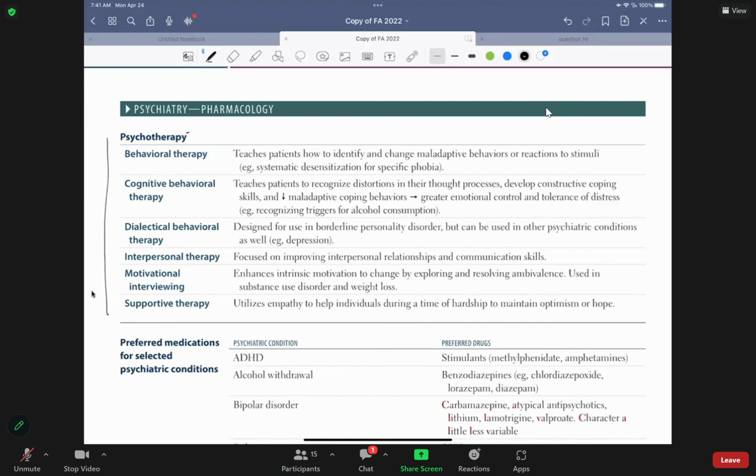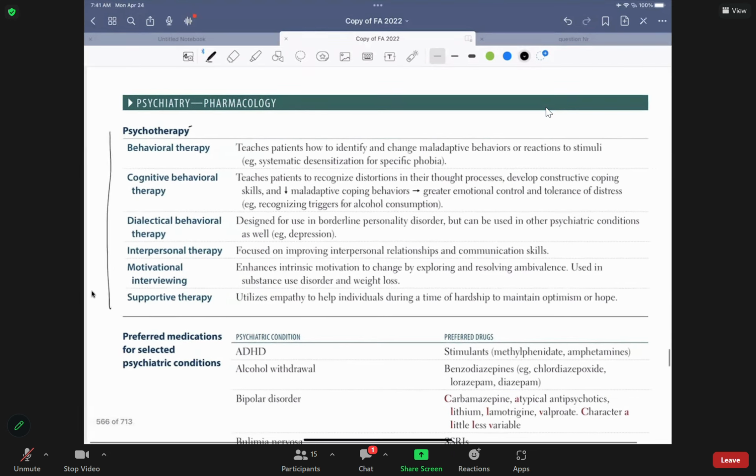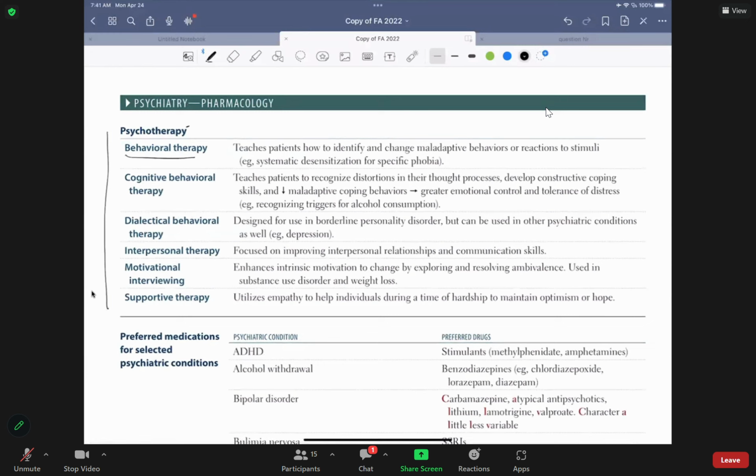But if you really see, folks, some of them like behavioral therapy, it teaches the patient how to identify and change the behavior pattern. If they have an issue, for example, if somebody has a specific phobia, let's say somebody is very scared to go on an elevator by themselves, the therapist will take them and ask how they handle it when they get to the elevator. It's all about conversation, okay?